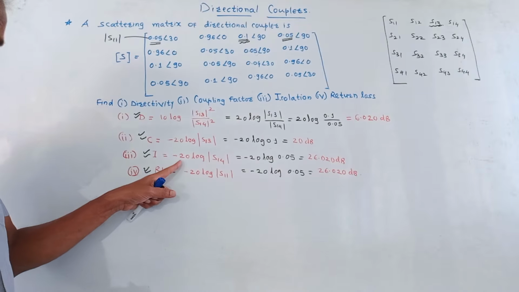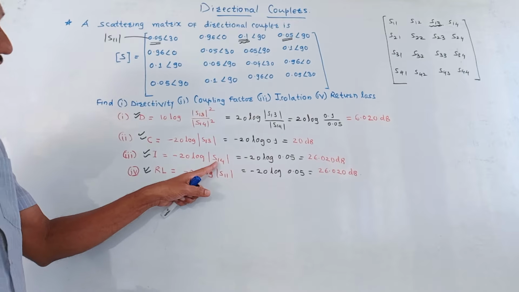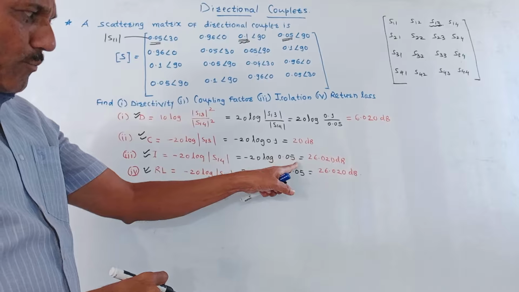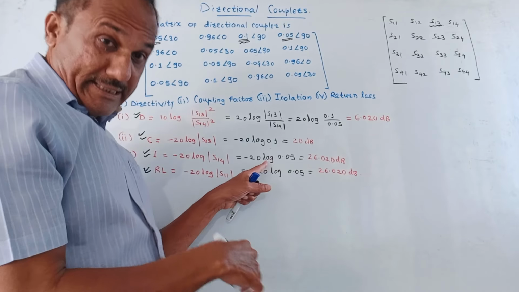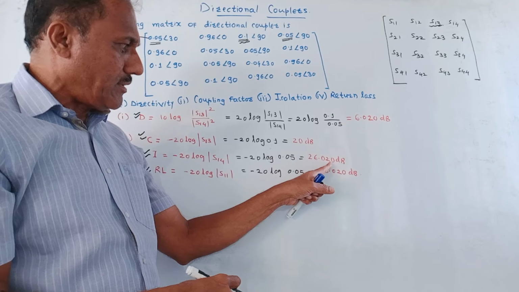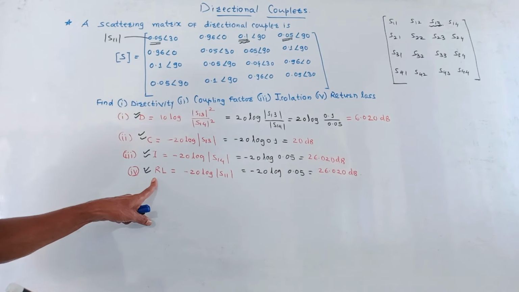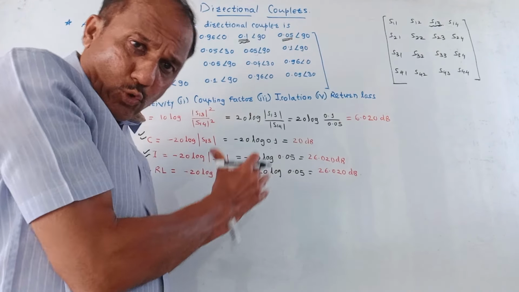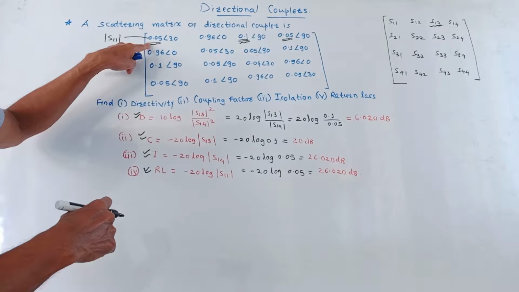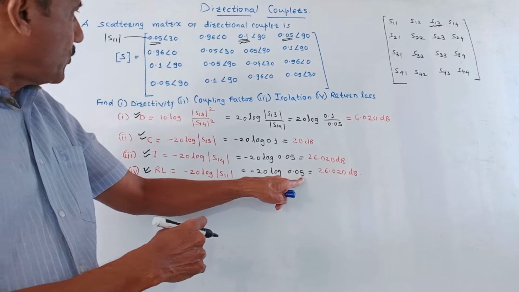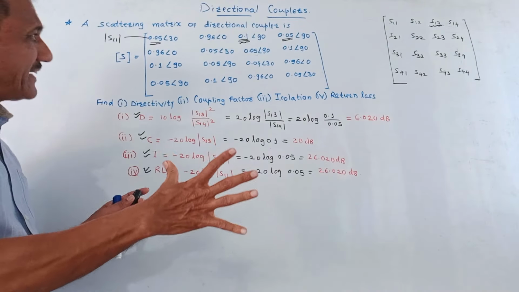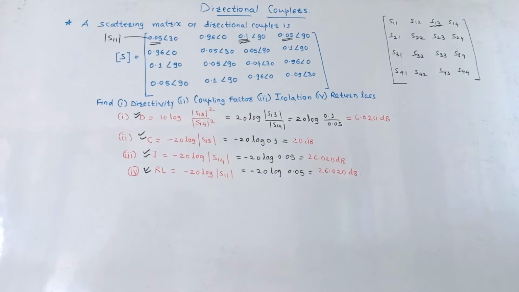Third, isolation. The formula is minus 20 log mod of S14. S14 is the last element, that means this. So minus 20 log of 0.05. By default, log is to the base 10. So minus 20 log to the base 10, 0.05. So the answer is 26.020 dB. And last is return loss. Return loss from the output towards the input side. So it is minus 20 log of mod of S11. S11 is this part. So minus 20 log of 0.05, that is 26.020 dB. So this is the way to solve the numericals related to parameters of the directional coupler.